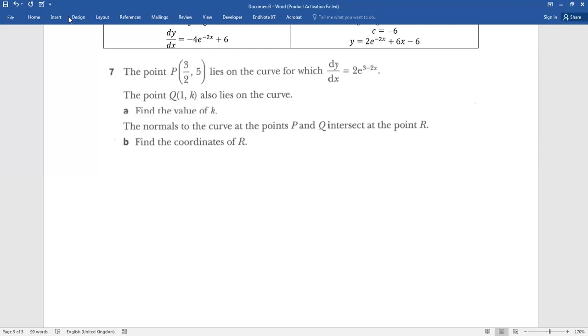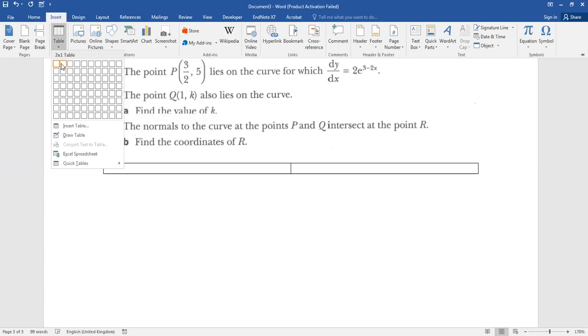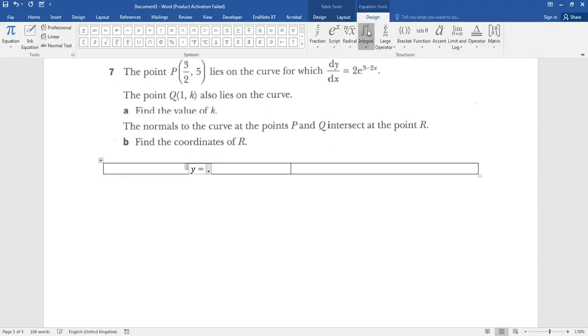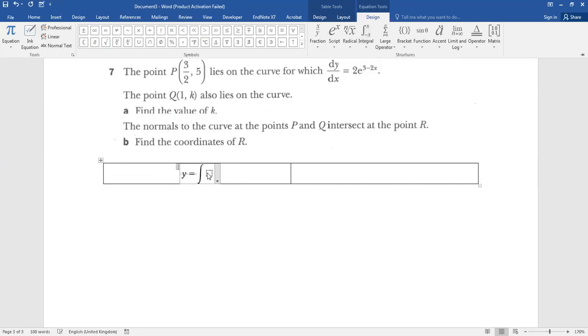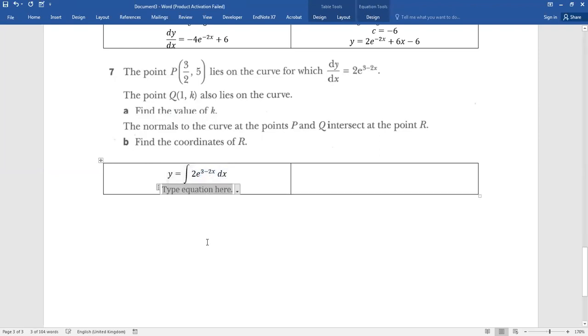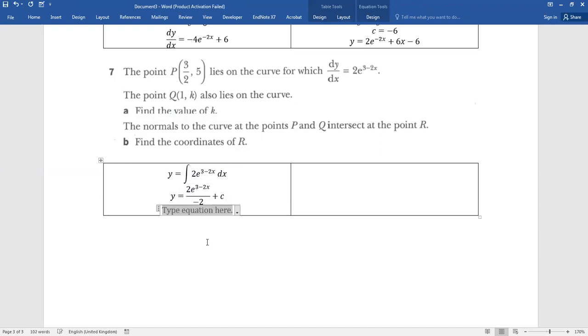Okay, first, we cannot get the value. The question told us that Q lies on the curve, right? That's the entire information we have. We cannot find the value of K unless we have the equation of the curve. So first, we will have to make the equation of the curve on our own, and we know if we are provided with the derivative, we can simply integrate it to get the equation of the curve. So 2e to the power 3 minus 2x divided by negative 2 plus c, right?